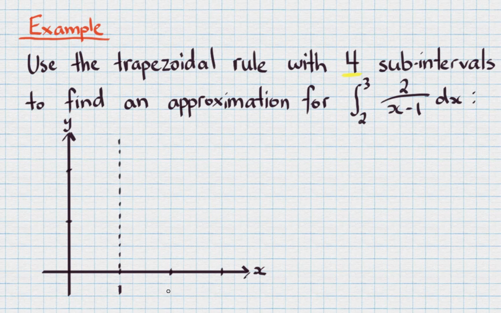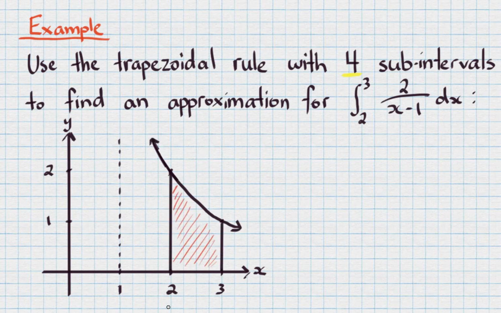Now at x equals 2, when we substitute that in, we get 2 over 2 minus 1, so that's 2 over 1, or 2, so around here. And at x equals 3, we get 2 over 2, which is 1. So we're going through this point here. So we've got our hyperbola function coming down like this, and we are after this area between 2 and 3. However, we're not going to approximate it with just one trapezium this time. We're going to be using 4 subintervals, or 4 trapezium.